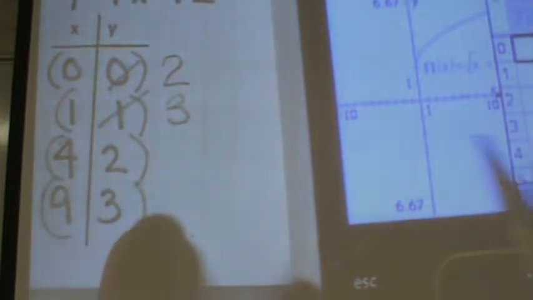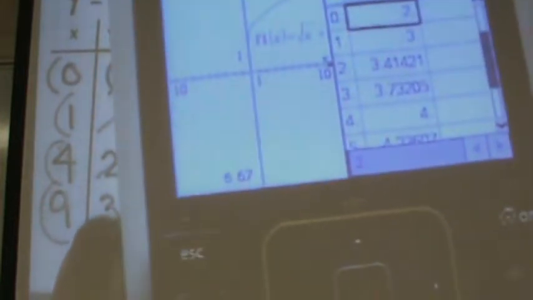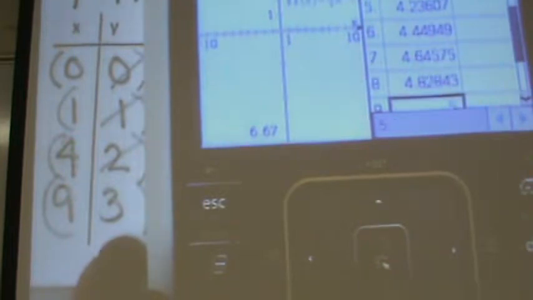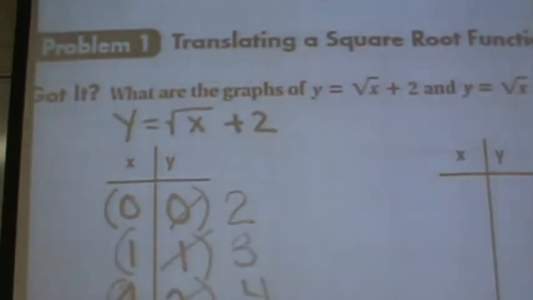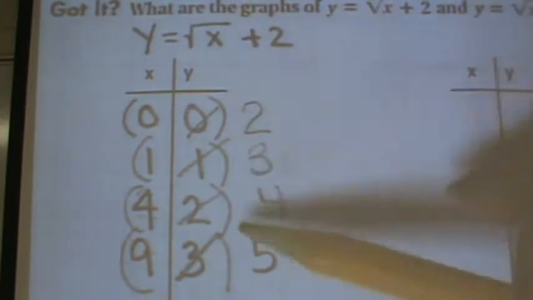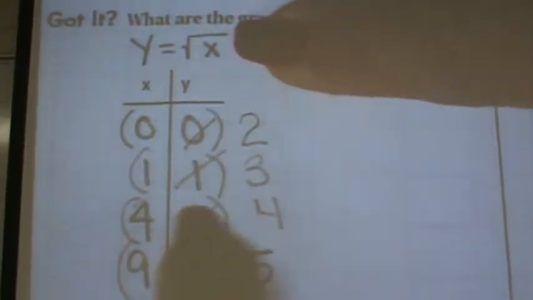Instead of 4, 2, what is it? 4, 4. Instead of 9, 3, what is it? 9, 5. I want you to tell me the relationship between the equation and these ordered pairs. What happened? These are the parent function points. That's that right there. The 0, 0, 1, 1, 4, 2, 9, 3 are those points.